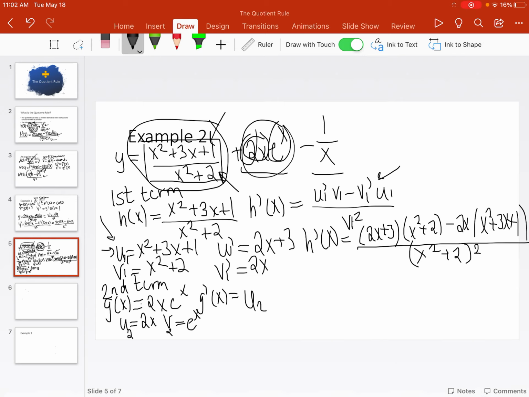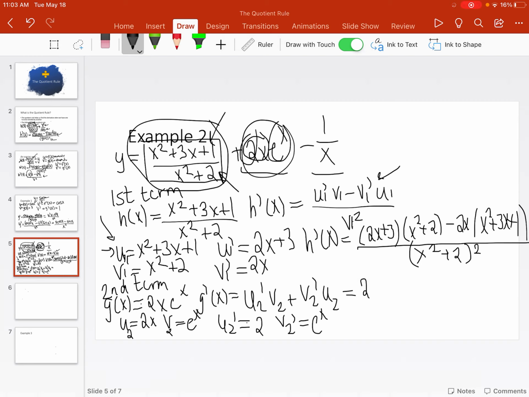Well, we know g prime of x is u2 prime times v2 plus v2 prime times u2. So, taking the derivative, what's u2 prime? Well, it's just 2, just taking the derivative of u2. And what's v2 prime? Well, that's just e to the x. The derivative of e to the x is just itself.